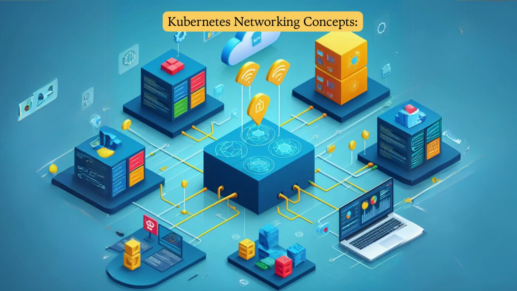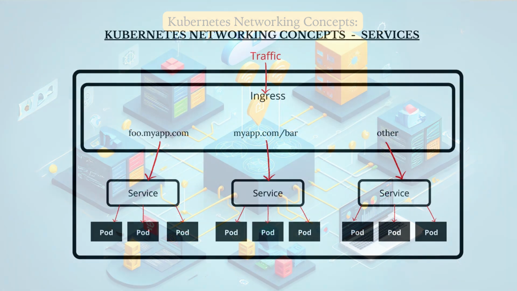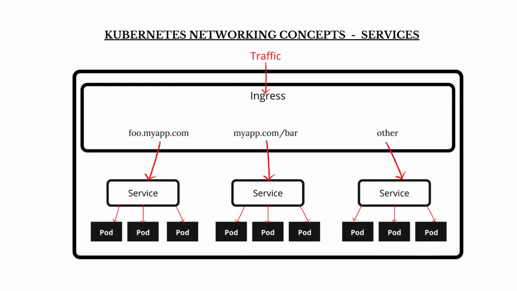Kubernetes networking concepts. Services are an abstraction layer that enables communication between different parts of an application or between applications within a Kubernetes cluster. They provide a stable endpoint like IP address and port to access a set of pods, regardless of pod rescheduling or changes.